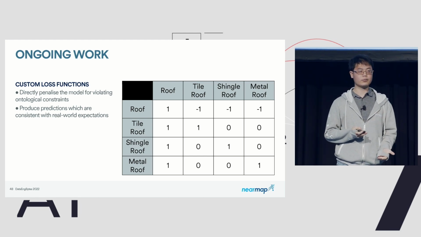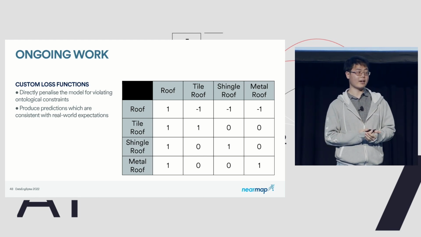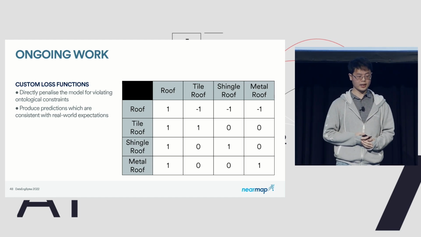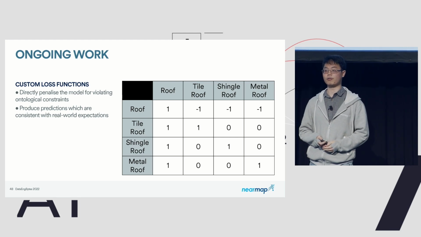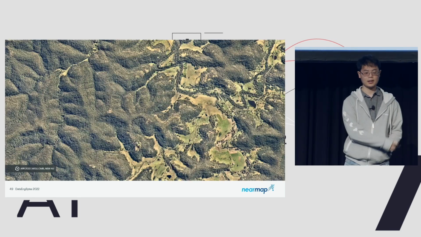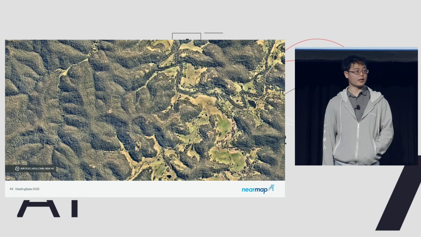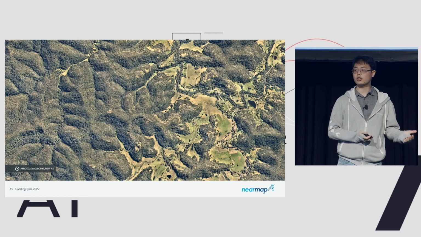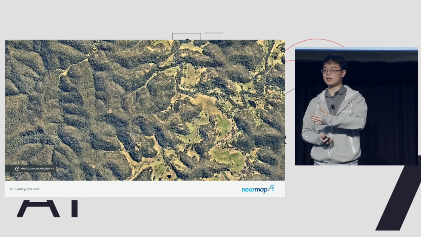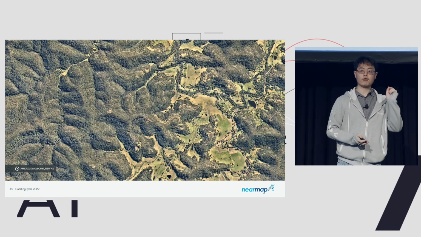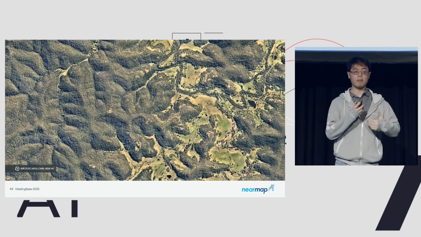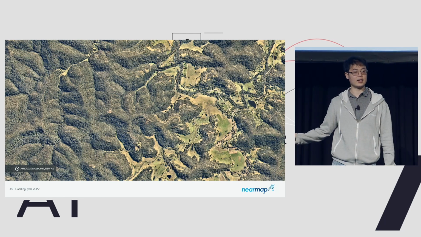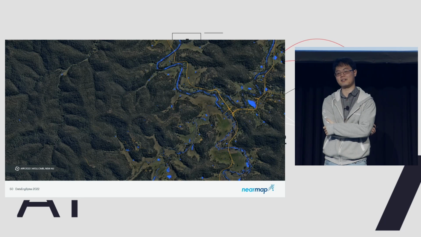And what we are doing is we're building custom loss functions to directly penalize our AI for violating these rules. And we're hoping that by doing this, we can produce predictions which are more in line with real-world expectations. So our AI product is only going to continue to grow. And as that happens, many more classes are going to be added and many more relationships. We hope that this shift from wikis to the ontology system will help make managing all these definitions easier and hopefully cut down the number of fragmented scenarios.